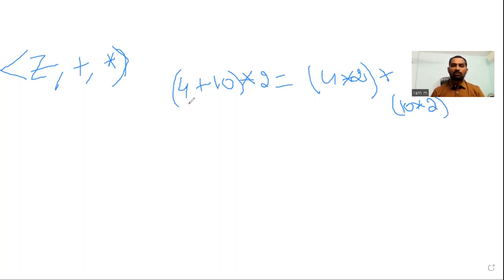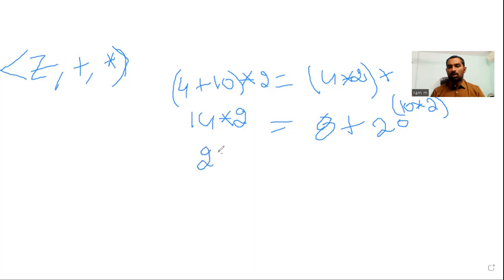Okay. Now what is 4 plus 10? 4 plus 10 is 14, into 2. Now what is 4 into 2? 8, plus, what is 2 into 10? 20. Okay. Now what is 4 star 2? It is 28.